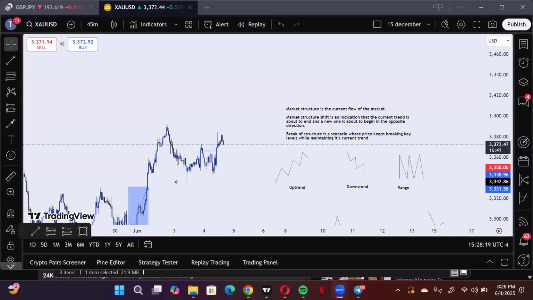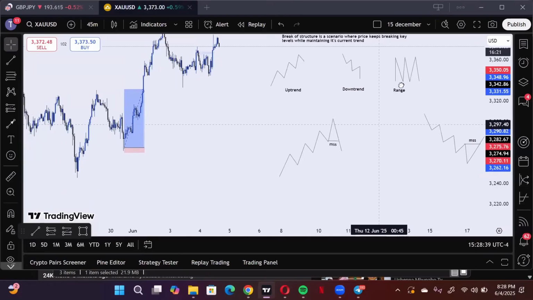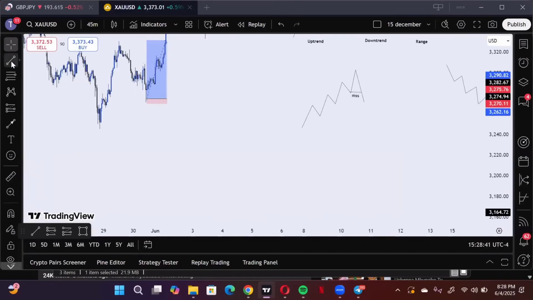So the difference between a market structure shift and a break of structure is that once you get a market structure shift, you are trading opposite of the trend. But when the market is giving you a break of structure, you are still going to be trading in line with the current trend that the market is on, but it's going to keep breaking key levels. By key levels, I mean recent highs and lows in the market.